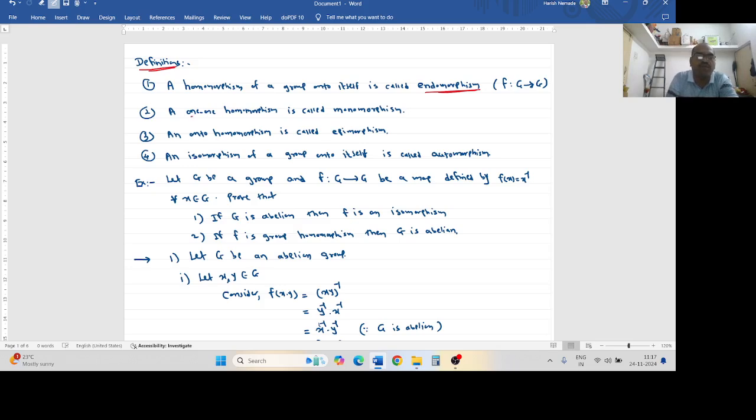Then a one-one homomorphism is called a monomorphism. म्हणजे फक्त होमोमॉर्फिझम असेल आणि ते फक्त वन वन असेल तर आपण मोनोमॉर्फिझम म्हणू. ऑन टू होमोमॉर्फिझम जर असेल तर त्याला म्हणणार तुम्ही एपिमॉर्फिझम.